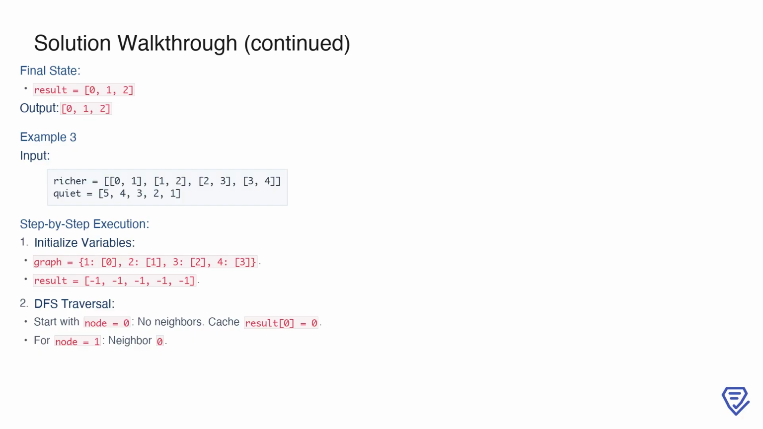Now, let's analyze another example with a more complex set of relationships. Here, richer equals 0, 1, 1, 2, 2, 3, 3, 4, and quiet equals 5, 4, 3, 2, 1. The graph is constructed as graph equals 1, 0, 2, 1, 3, 2, 4, 3. The result array is initialized as -1, -1, -1, -1, -1.